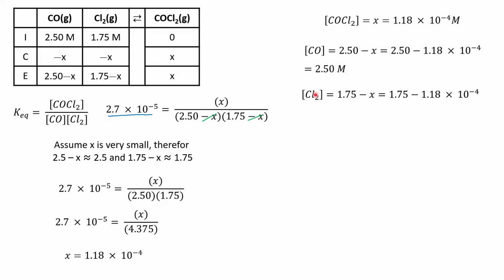The same is true for our chlorine. This is 1.75 minus x, which is 1.75 minus 1.18 times 10 to the negative fourth, which is still just 1.75 molar. Again, we would have to have a tremendous number of significant figures before we could actually see a difference in that concentration, which again matches with our assumption that our 2.5 minus x was 2.5 and our 1.75 minus x was our 1.75. So things are looking good for our assumptions.